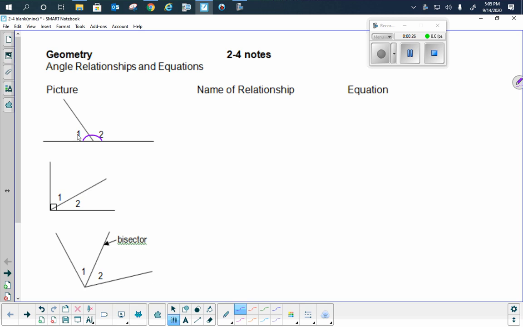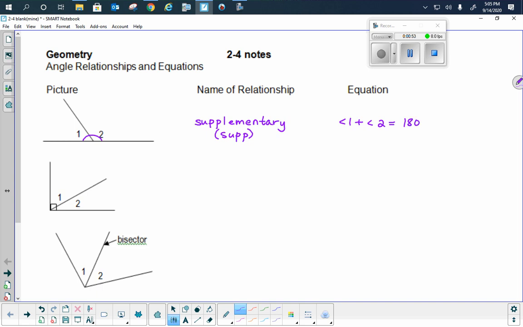Half circle. So I hope you're going to tell me that these are supplementary, which we have just been abbreviating as sup, and that's totally fine. And the equation would just be whatever's in angle 1 plus whatever's in angle 2 equals 180 degrees. Okay.